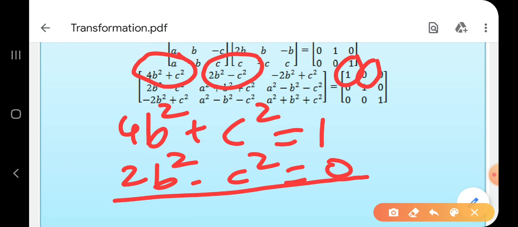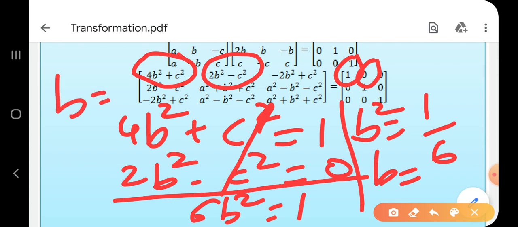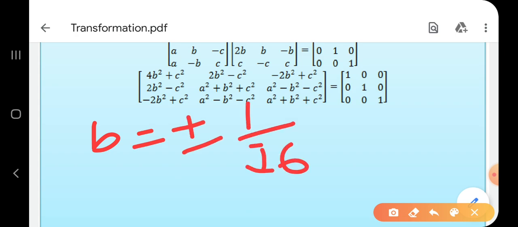Now solve these two. C square gets cancelled. If I add these two, I get 6b square is equal to 1 plus 0 is 1. So I get here b square is equal to 1 by 6. Means b is equal to what? Yes, what is value of b? Plus minus 1 by root 6. Getting the value of b? b is equal to plus minus 1 by root 6. Have you understood how I find b?